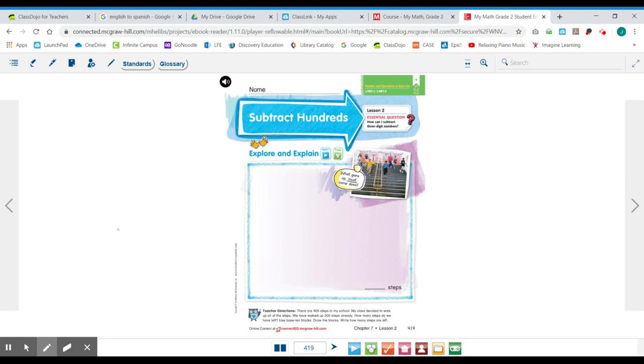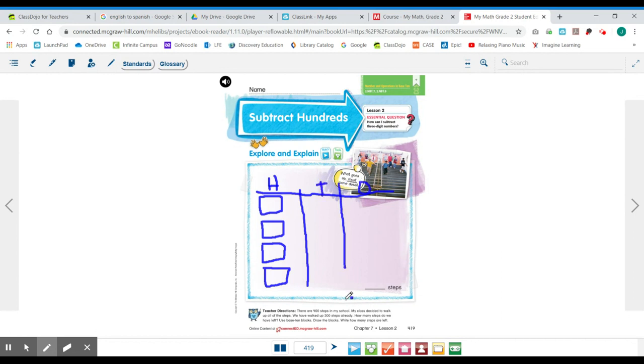We're going to use some base 10 blocks to help us solve this problem. I know that there are 400 steps, so I'm going to start by drawing 400s. If I draw 400s, I do not have any 10s or 1s. All I have is 400s blocks in the hundreds place. So no 10s and no 1s.